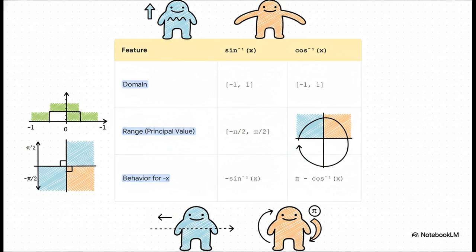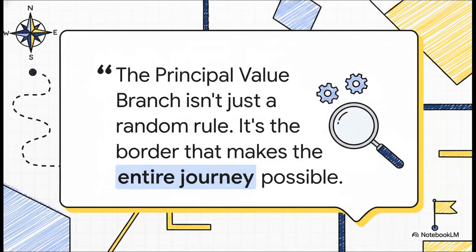Inverse sine lives in quadrants I and IV. Inverse cosine lives in quadrants I and II. And that single difference, the location of their map, is precisely what causes them to have completely different rules for handling negative numbers.